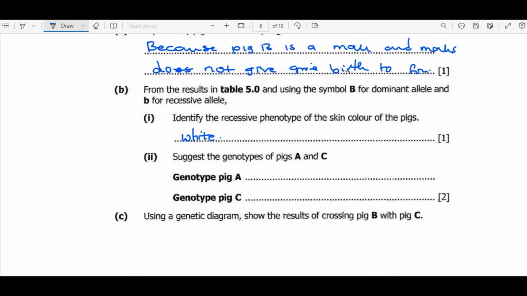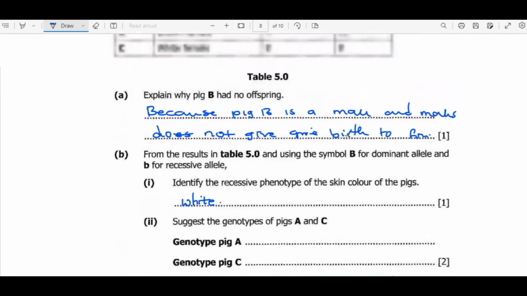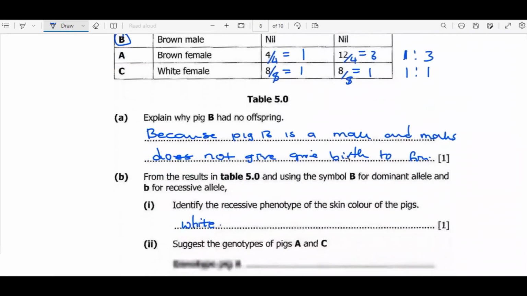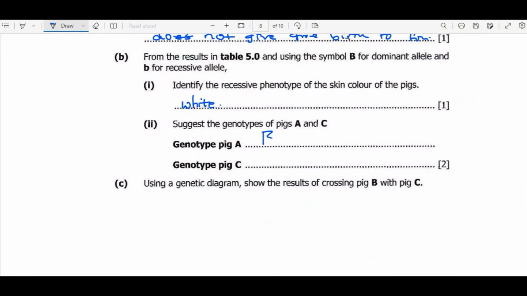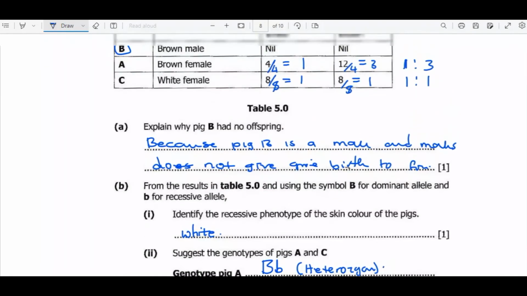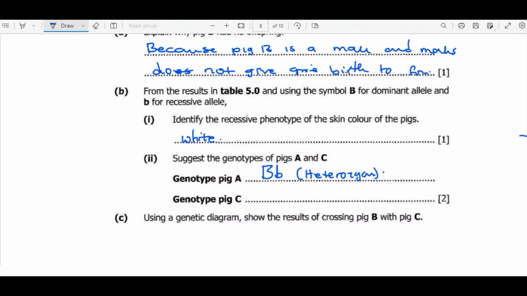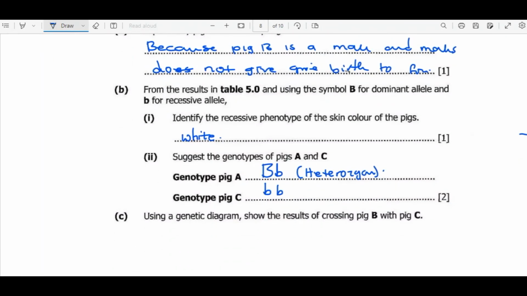Suggest the genotypes of pigs A and C. So A, brown male, but this brown male produces white and brown mixture. So for the male, there has to be capital letter B for brown, small letter b for white. So this one has to be heterozygous. Then for genotype pig C, so for white to exist it has to be homozygous, so we need to write small letters bb. So this is homozygous.